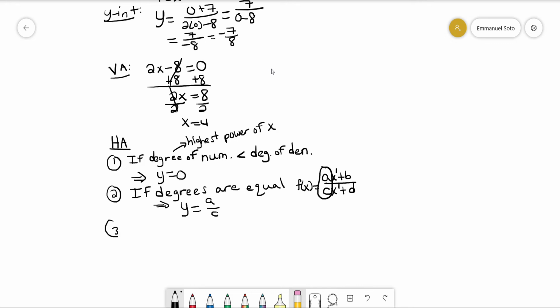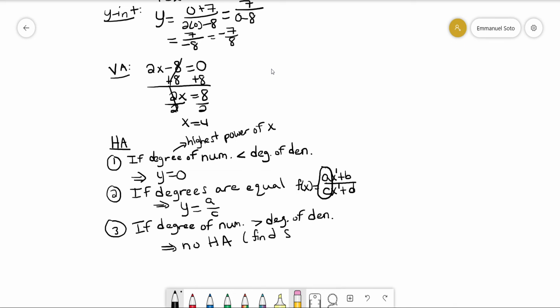Alright, now let's look at the third case. If the degree of the numerator is greater than the degree of the denominator, that means you have no horizontal asymptote, which means you have to find a slant asymptote.